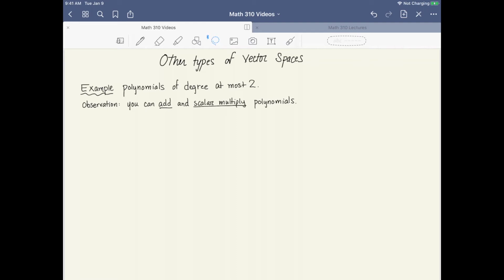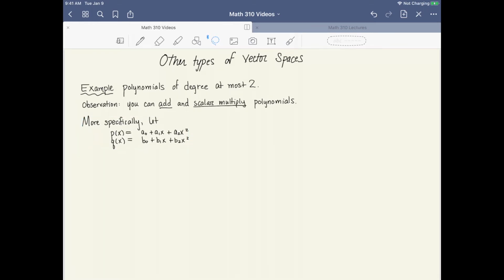So instead of taking a vector like an arrow in R2 or R3, let's think of having a polynomial of degree at most 2. It could be degree 0, degree 1, or degree 2. And the observation to make here is you can add polynomials and you can scalar multiply polynomials. Let's be more concrete about this.